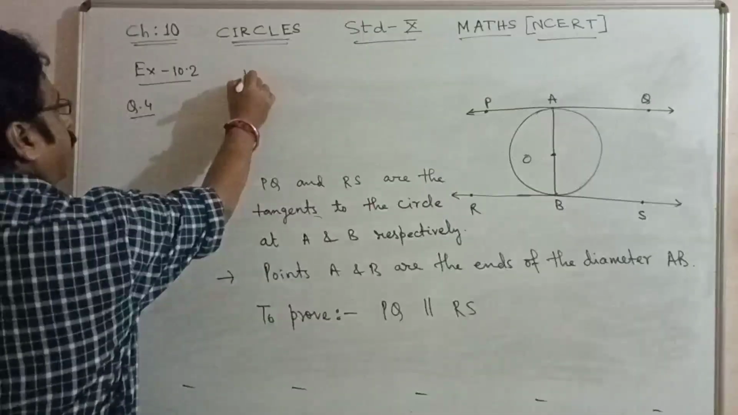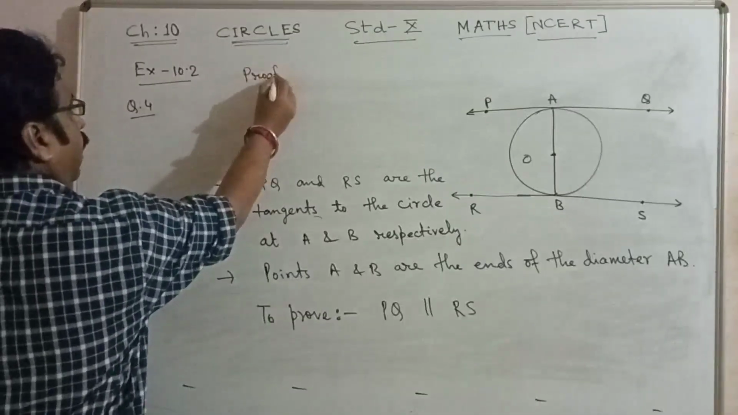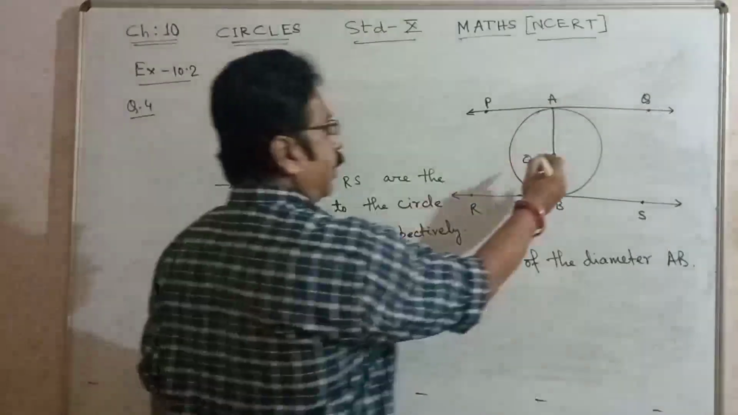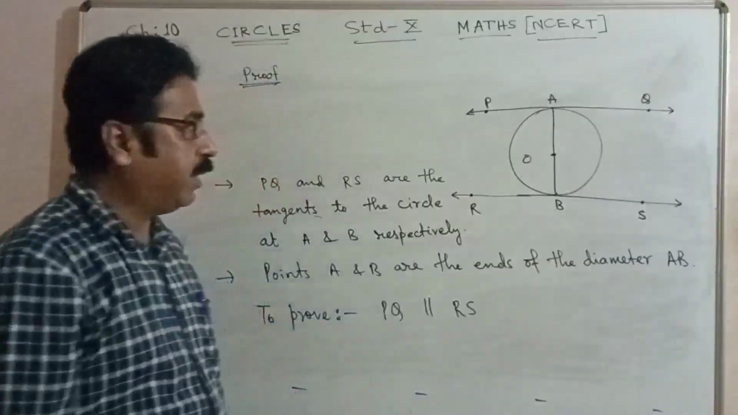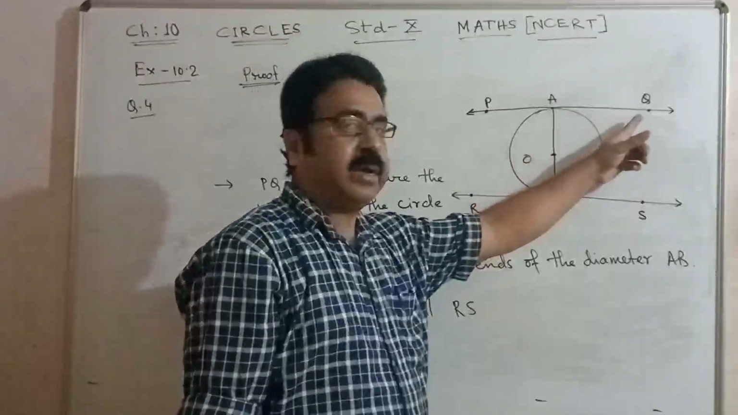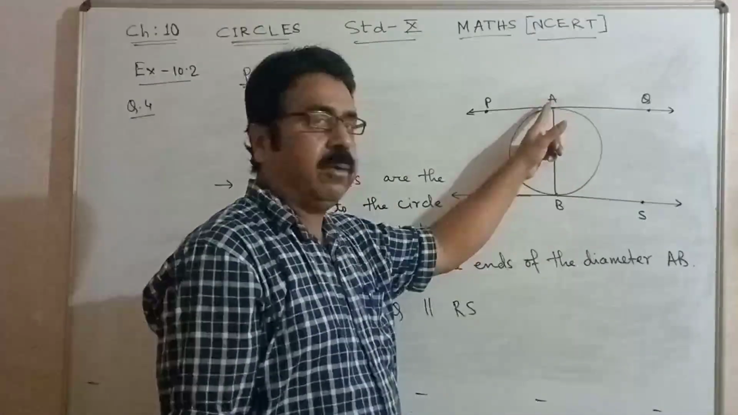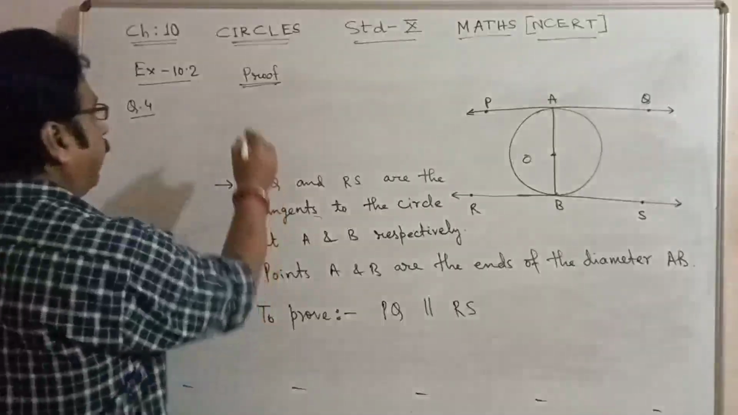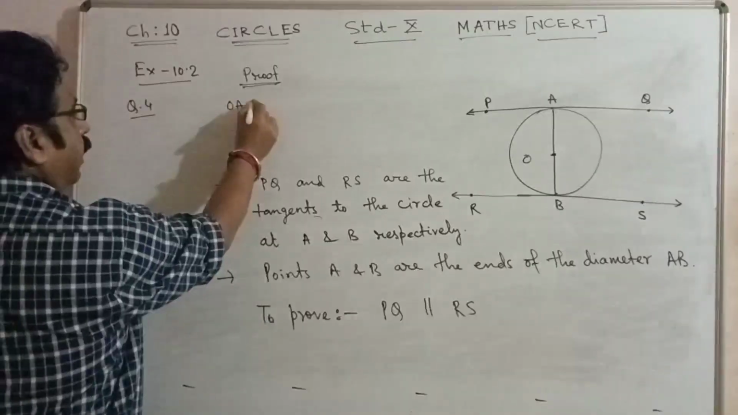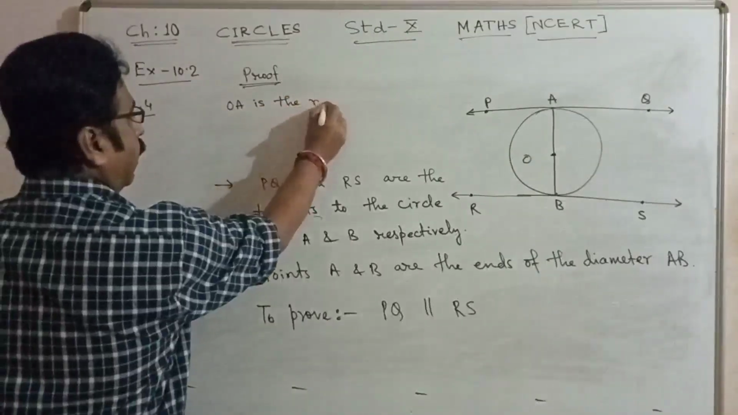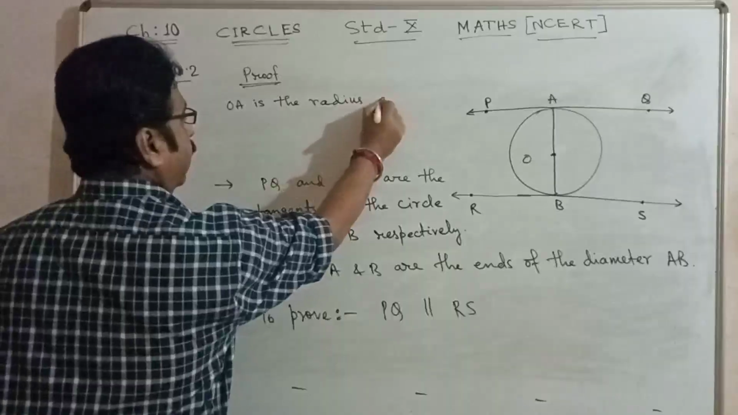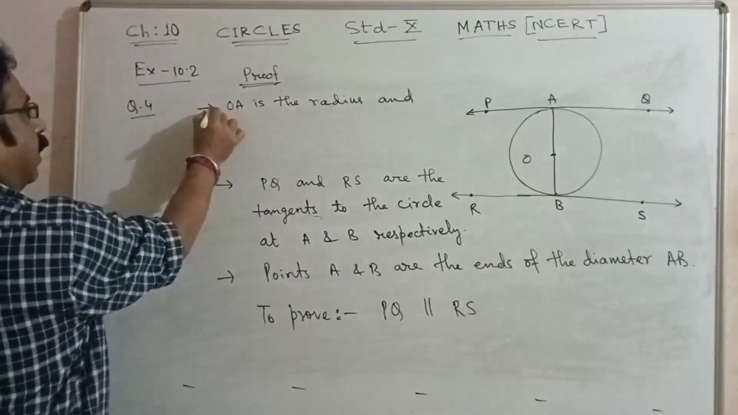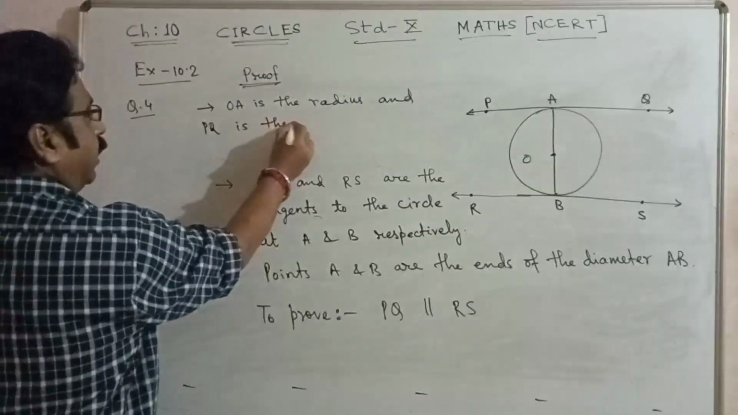Prove. OA is the radius, PQ is the tangent. So OA will be perpendicular to PQ according to theorem 10.1. OA is the radius and PQ is the tangent.